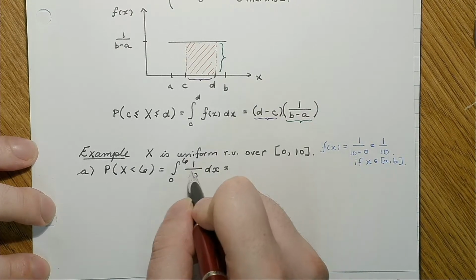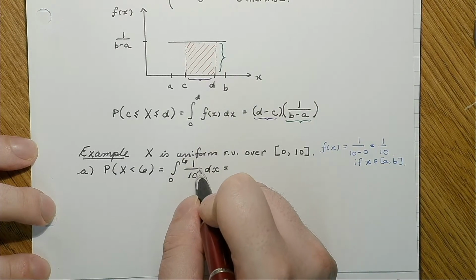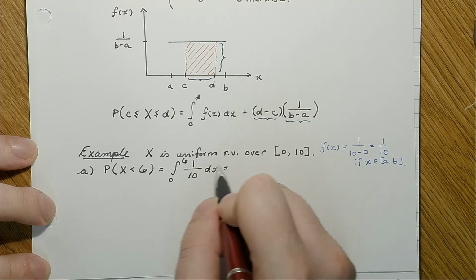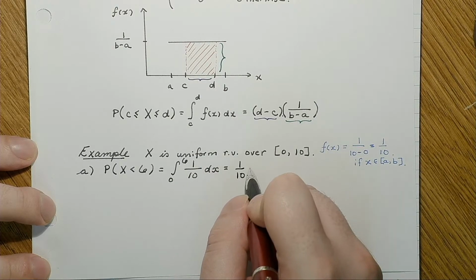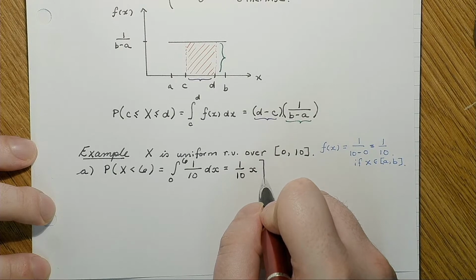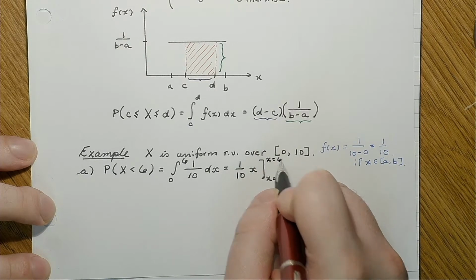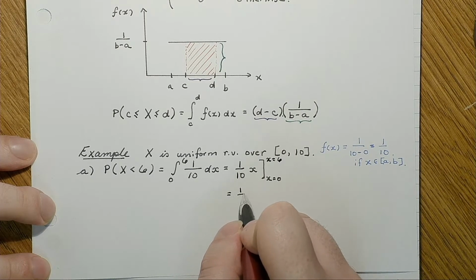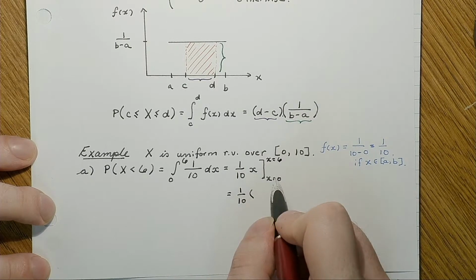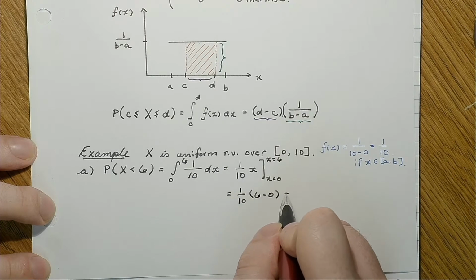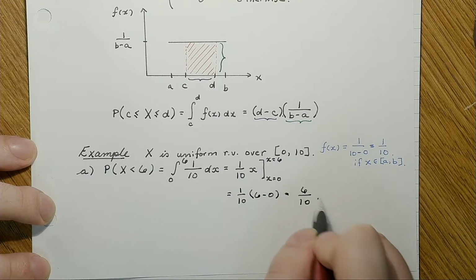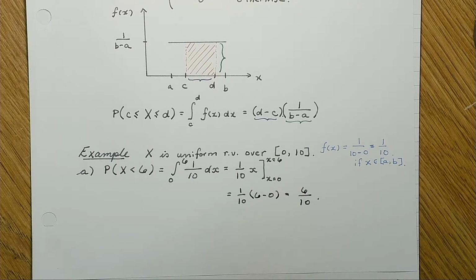So integrating this, I have a constant, 1/10 x from x equals 0 to x equals 6. So I get 1/10, and then I'll have 6 minus 0, so that gives me 6/10. Or 0.6, good.